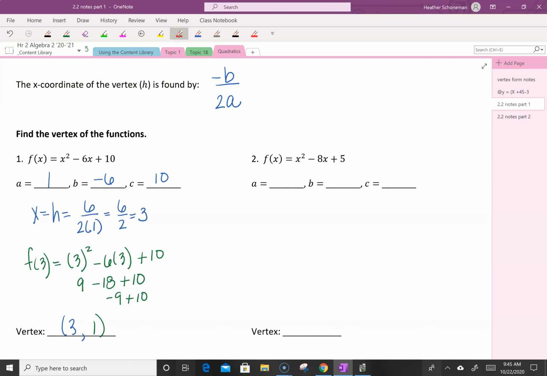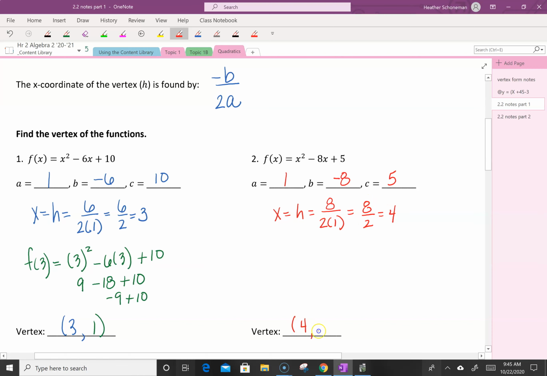Okay, let's repeat it on the second one. A is 1, B is -8, C is 5. So to find the x-coordinate, or your h, it's going to be the opposite of b, which is 8, over 2 times a, which is 1. So we have 8 over 2, which is 4.